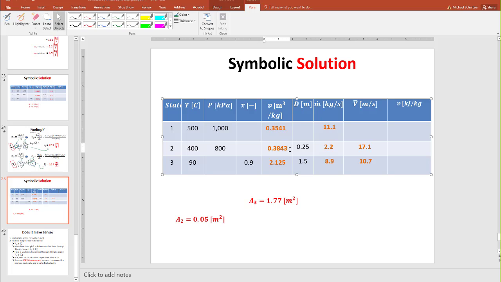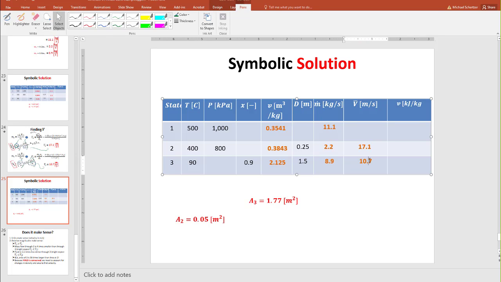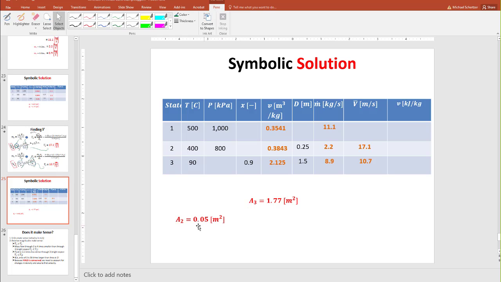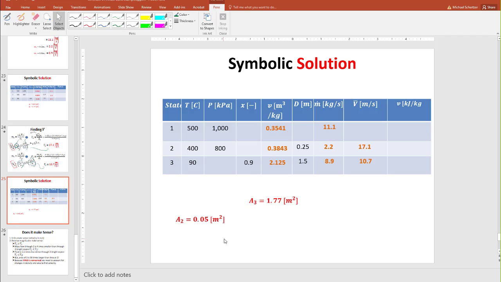But it's not like over here. And some of this is liquid water, which is like 1,000 times more dense than steam. So that could be part of the reason why this velocity is lower than this velocity over here. The specific volumes are different. But also look at the areas. The area at state 3 is much bigger, more than 10 times bigger, like 30 times bigger, right? So this is a much bigger area too.